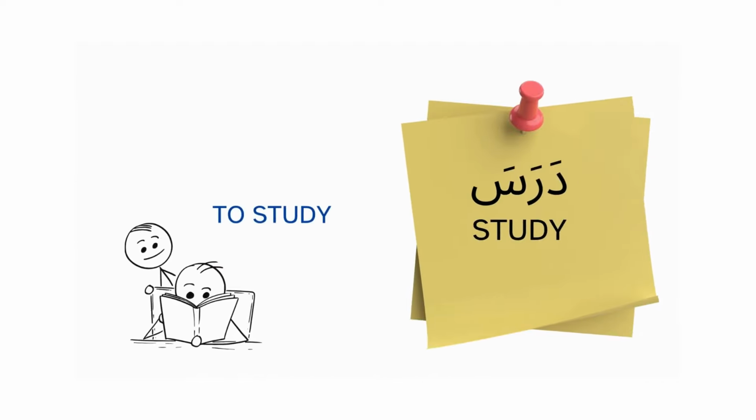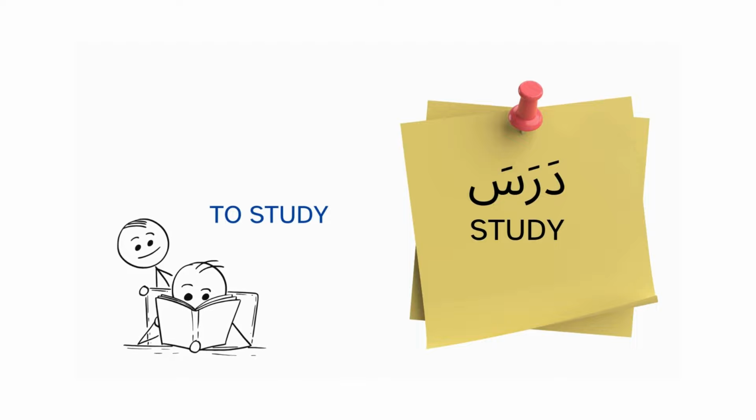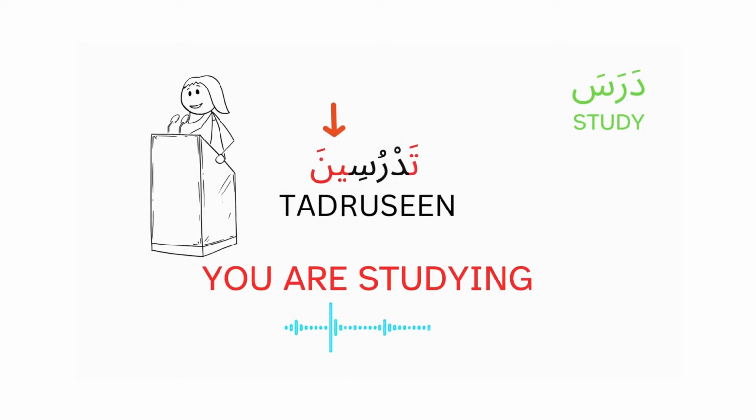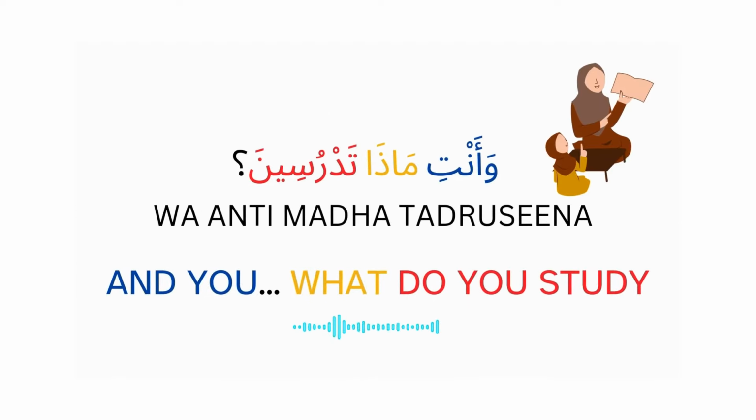The infinitive form for the verb to study in Arabic is درس. Following the same steps, we're going to conjugate the verb درس with the pronoun أنت by adding ta at the beginning of the verb, and ya noon at the end of the verb: تدرسين. And to ask the question, what do you study? We have وأنت ماذا تدرسين? And you, what do you study?